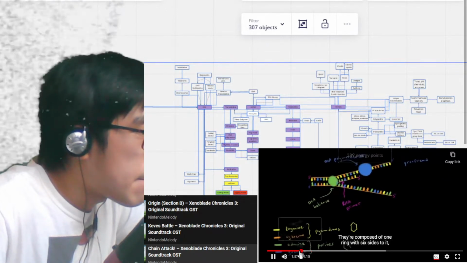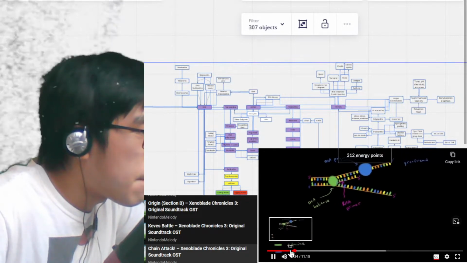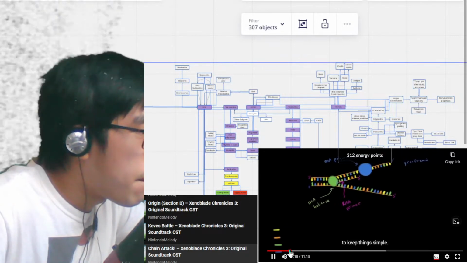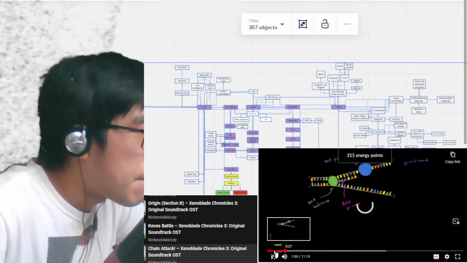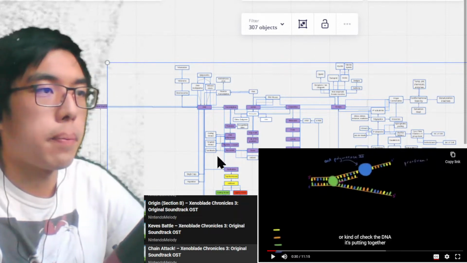They're composed of one ring with 6 sides to it, and then that are composed of a single ring. And the blue ones represent guanine. And let's say that let's just label A, and it also has the ability to proofread, or kind of. Okay.